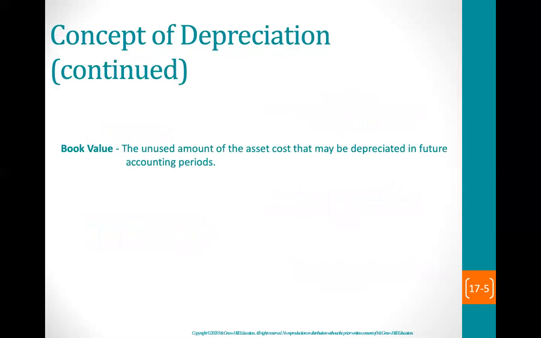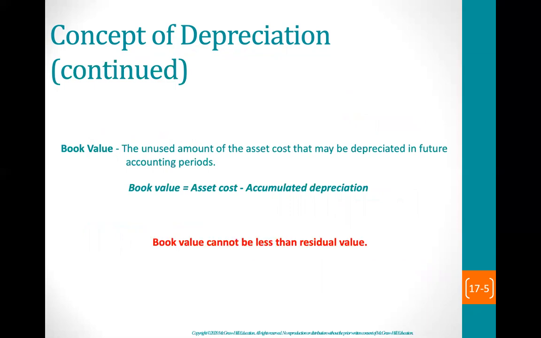Book value. Book value is the unused amount of the asset cost that may be depreciated in future accounting periods. You could also say book value is equal to the asset cost less accumulated depreciation. So how much you paid for the asset less how much depreciation you have taken to date on the asset. Book value cannot be less than residual value. You cannot depreciate an asset below residual value. At the end of the asset's useful life, the asset's book value is the same as residual value. You only depreciate to residual value.